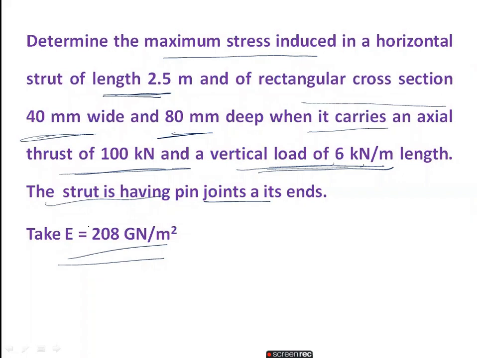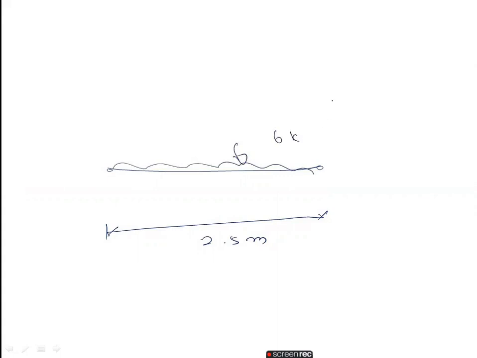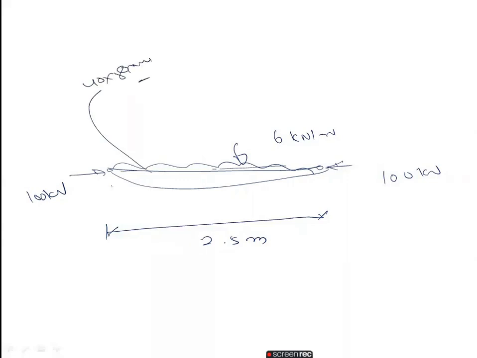So now, suppose it is a strut, the length is given as 2.5 meters. There is a uniformly distributed load of 6 kilonewton per meter, and the axial thrust, that is the P value, is given here as 100 kilonewton. The deformation is like this. The strut dimensions are 40 by 80 mm. Now I will write the given data.